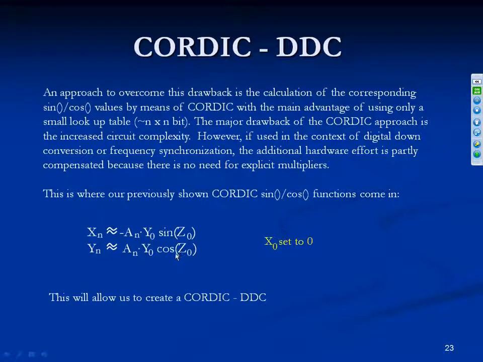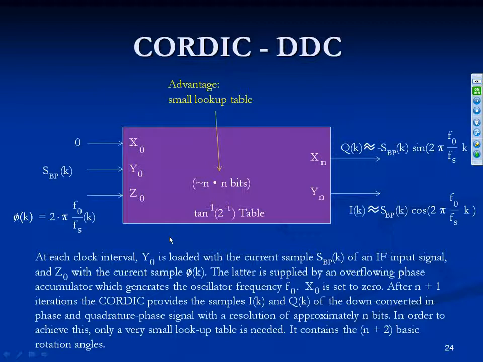Okay, so by feeding the right inputs to the CORDIC function, we can get our sine and cosine values. If we set x0 to 0, we'll have these equations. So this will allow us to make a CORDIC version of it. So here I have my block. This is my CORDIC function. I feed 0 in on the x, and here's my signal coming in on the y, and for the z, my z0, I feed in this 2 pi f, where fo is my oscillator frequency and fs is my sampling frequency, and I'm going to get these equations coming out over here.